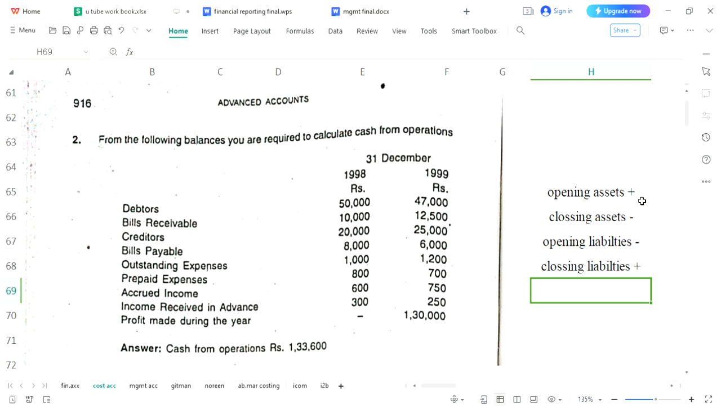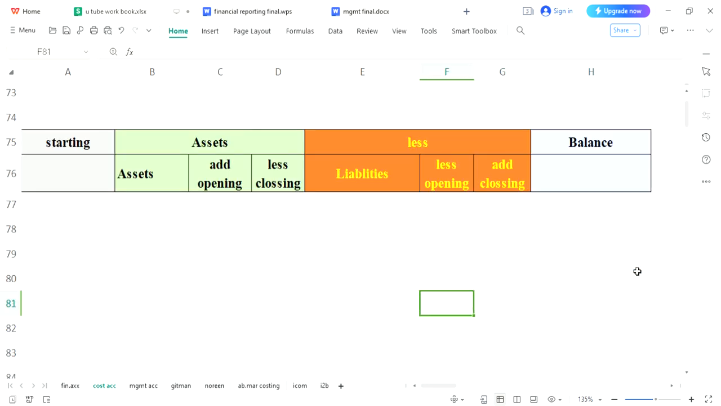So opening assets are always added, closing assets are subtracted, opening liabilities are subtracted, closing liabilities are added. This proforma in single line we have already understood. There are few things which we will add. As you can see, opening assets would be added, so we have written add. Closing assets are subtracted. In the similar way, opening liabilities are subtracted, closing liabilities are added, and finally the balance would be there.